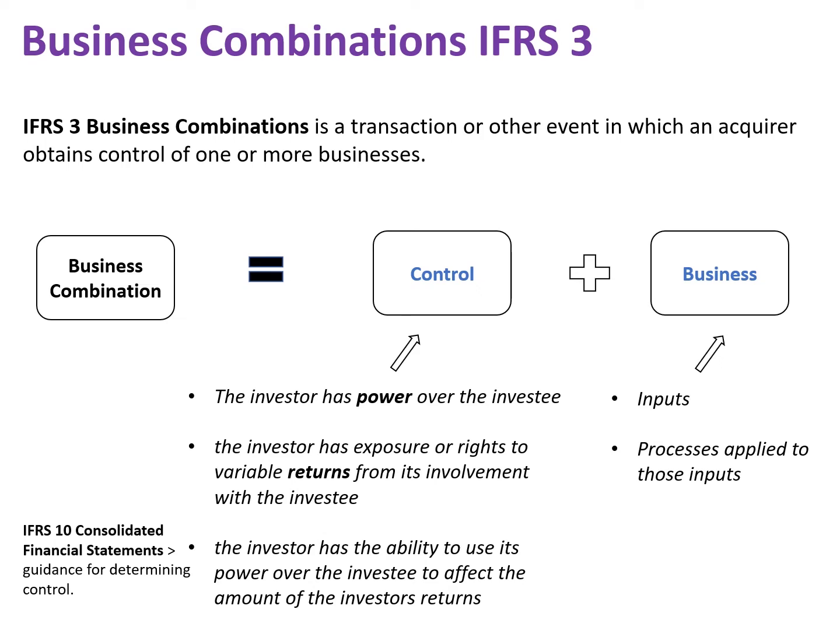So as you can see here on the screen, the guidance for determining control is provided in IFRS 10 Consolidated Financial Statements. Appendix A of IFRS 10 states that an investor controls an investee when the following three elements are present. The investor has power over the investee, the investor has exposure or rights to variable returns from its involvement in the investee, and the investor has the ability to use its power over the investee to affect the amount of the investor's returns. So as you can see here, the definition contains three important elements: power, returns, and the links between power and returns.